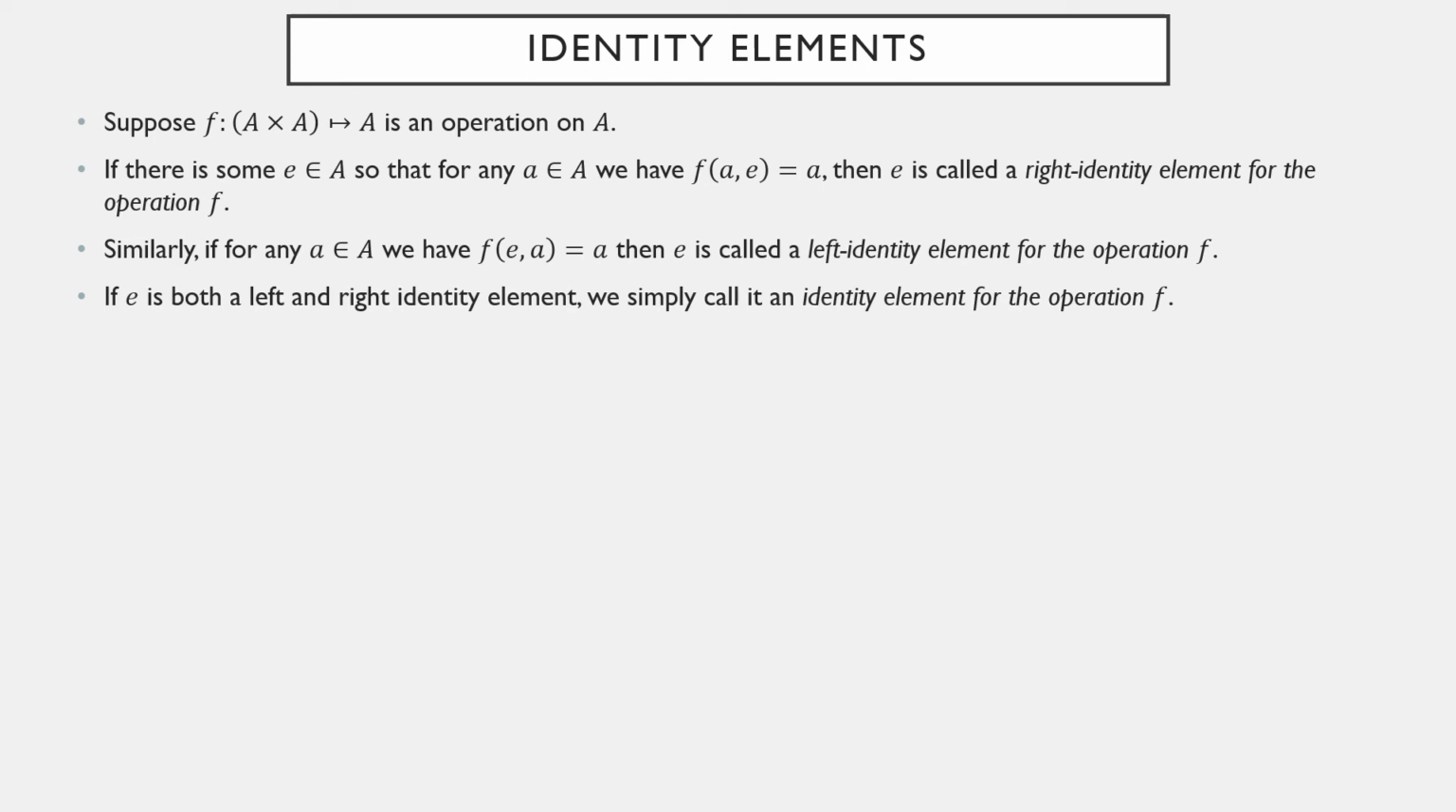If you act on something with this special thing E, either from the left or the right, you don't actually change the value. Acting on it on the right doesn't change the value. Acting on it on the left doesn't change the value. That's called an identity element.